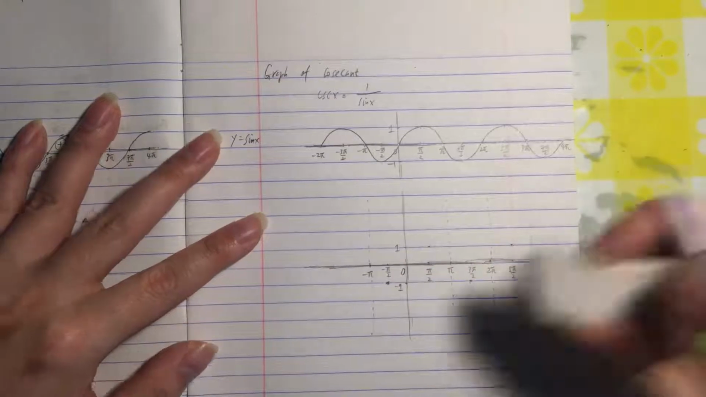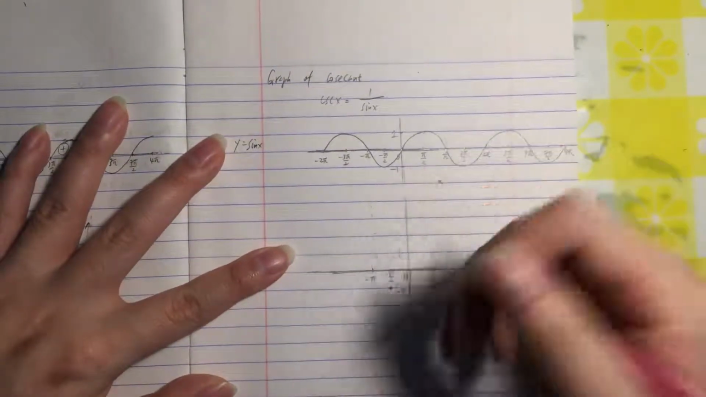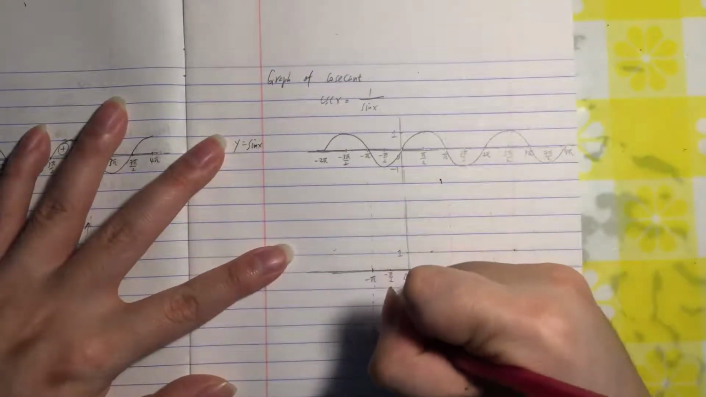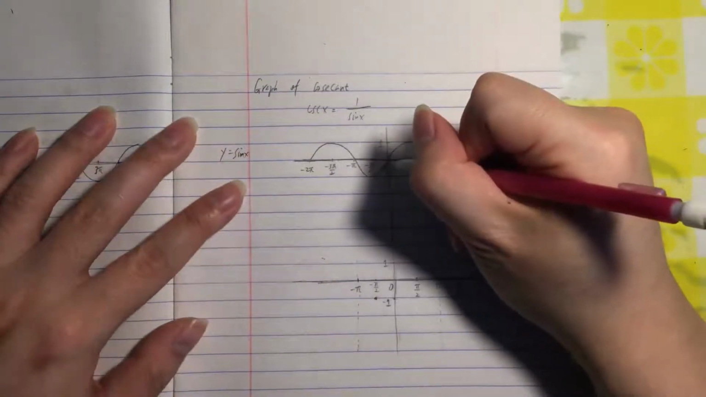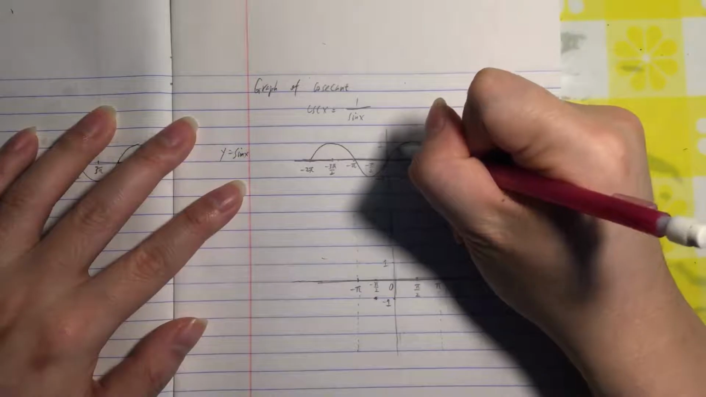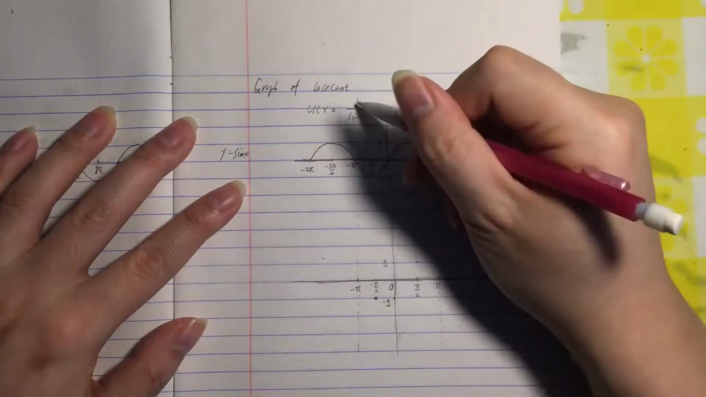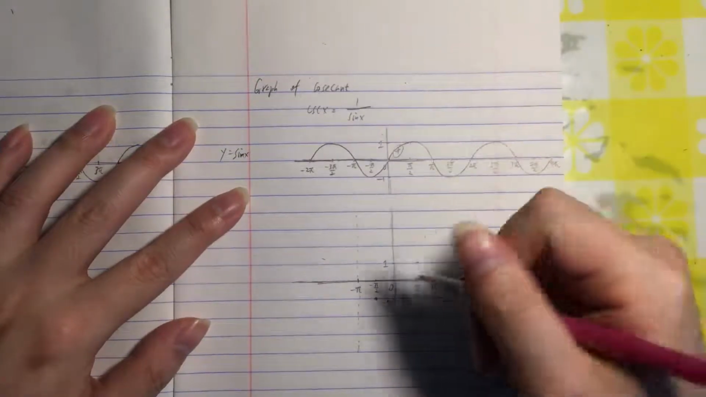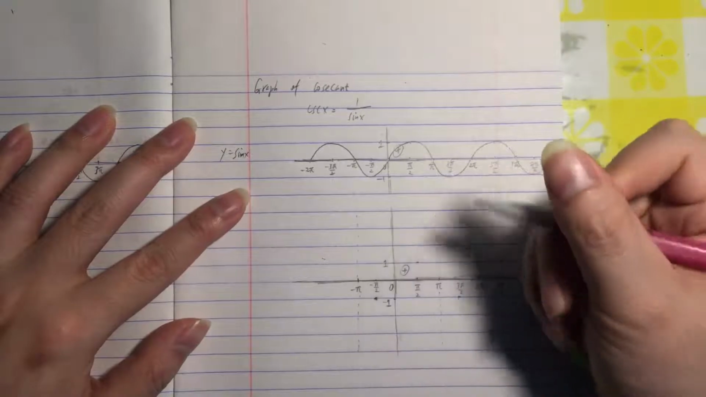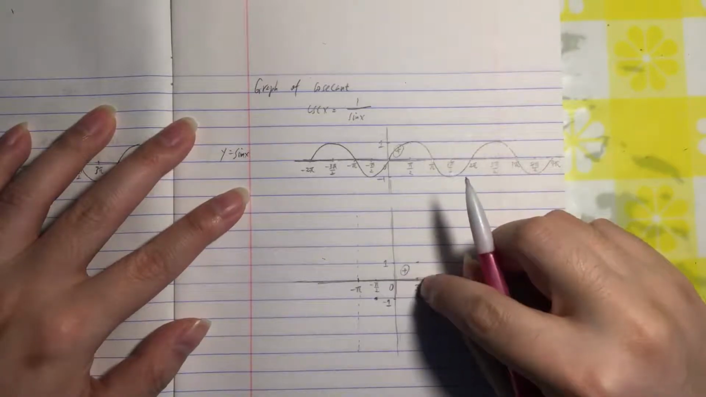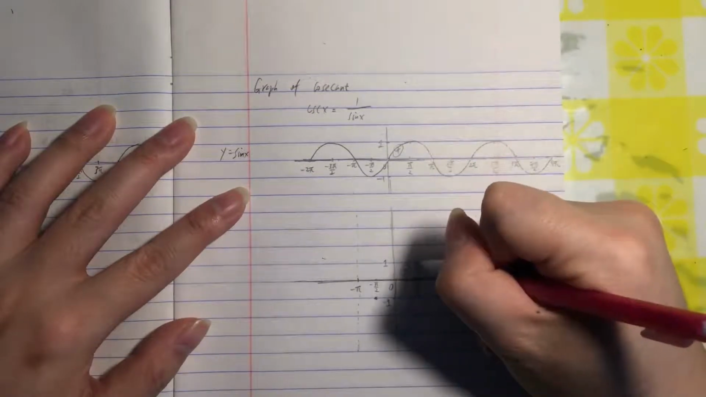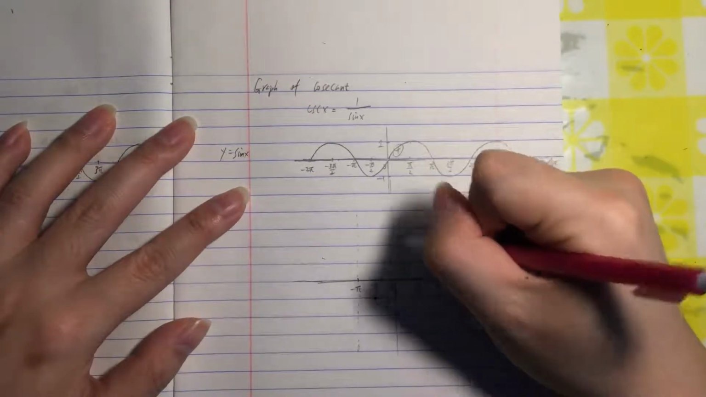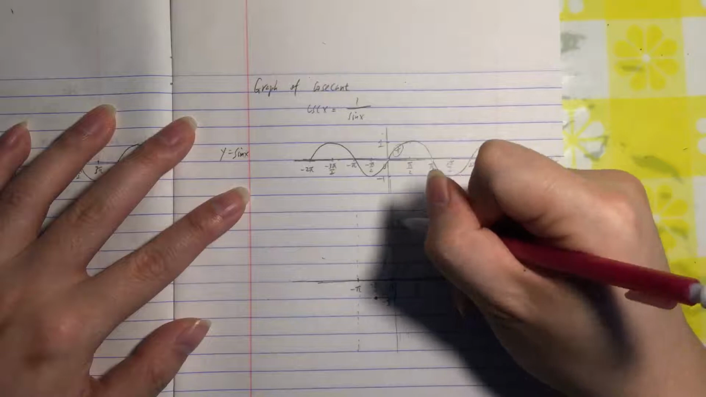Next, let's sketch the graph. We know that the sine function from 0 to pi over 2 is positive. 1 over a positive number is positive. So cosecant from 0 to pi over 2 is positive. That's a vertical asymptote. That's a point on the curve. Since the curve is above the x-axis, it looks like this.